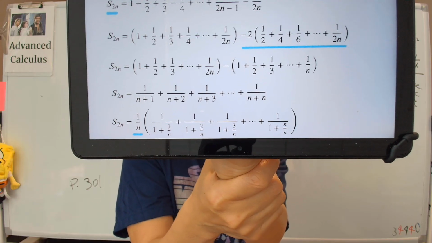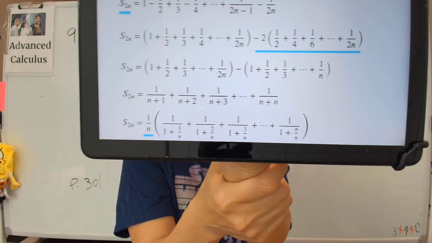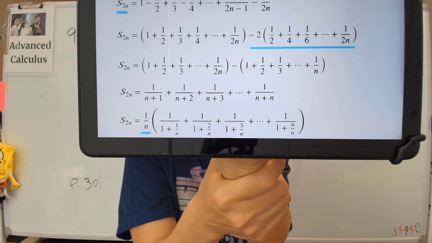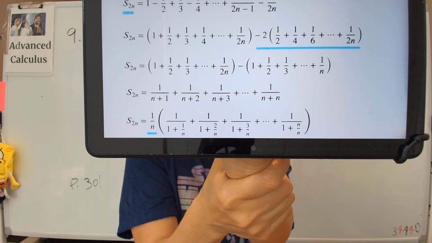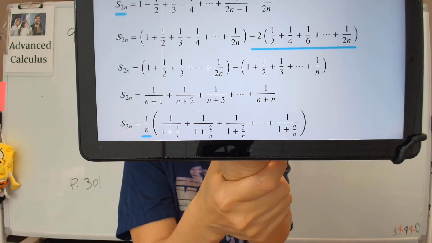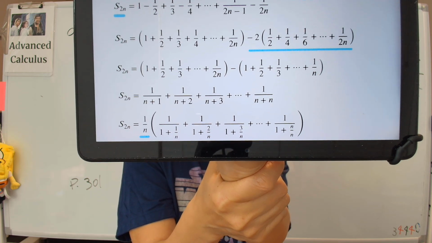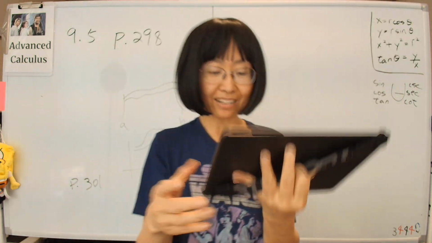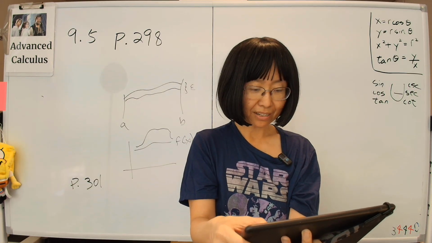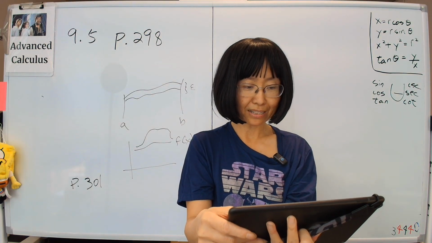So the first term becomes 1 over 1 plus 1 over n. The second term is 1 over 1 plus 2 over n, and so on. It goes all the way to 1 over 1 plus n over n. So we are factoring n out of each thing. It is a very neat trick. And why are we doing this? Now let's look at the next page.